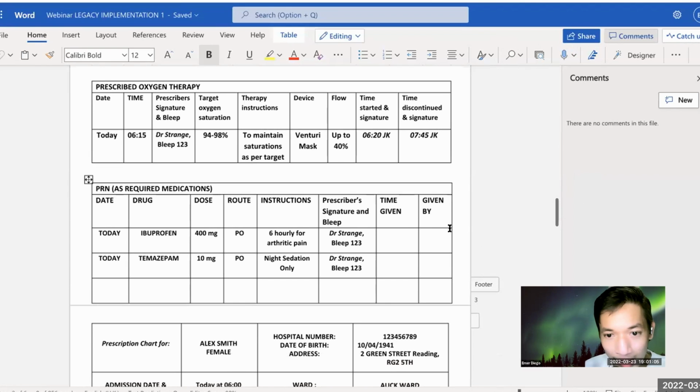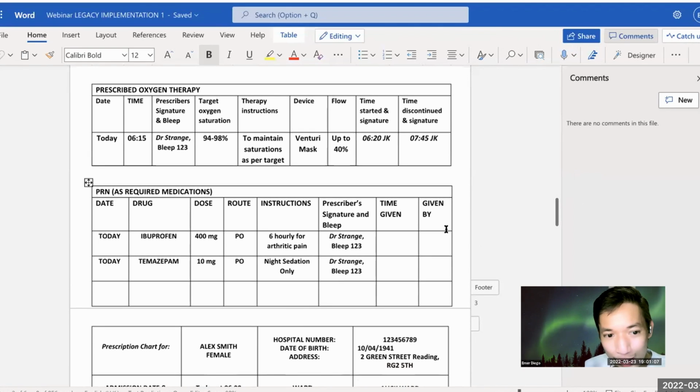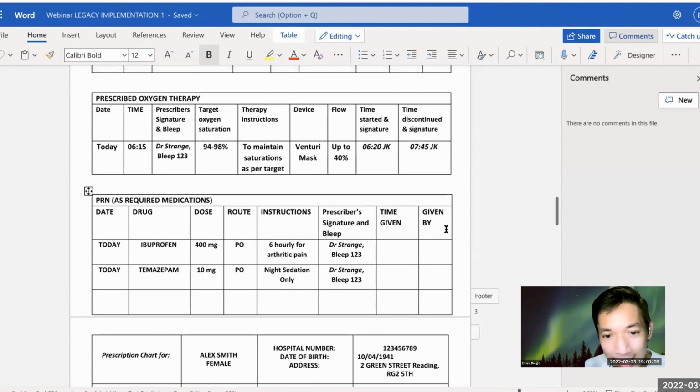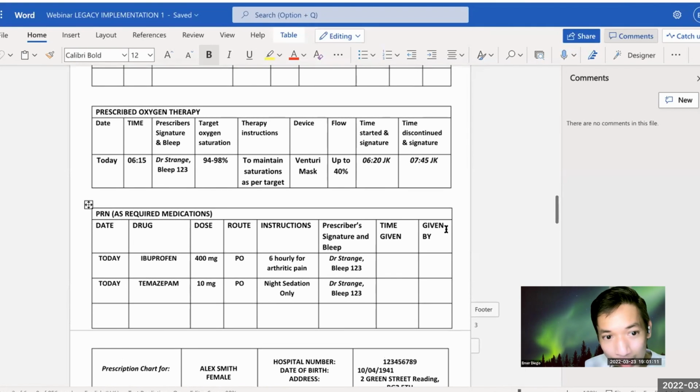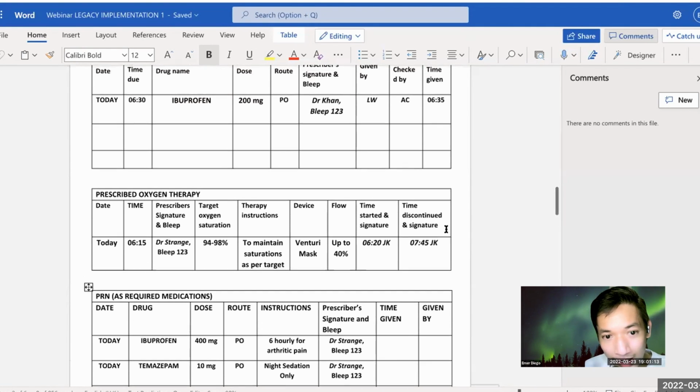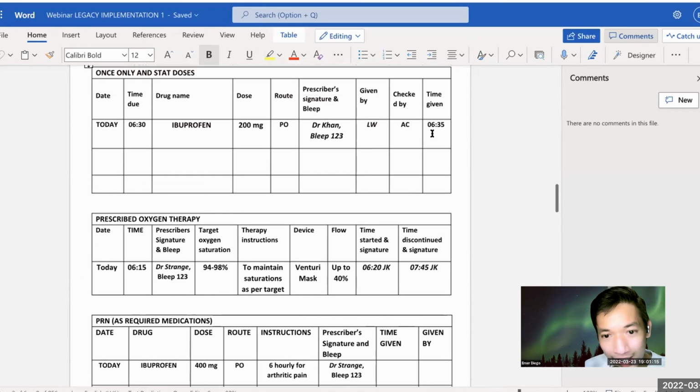But there's another reason. The main reason why you're not giving the ibuprofen is because if you go back to the first part of our drug chart, look at this. Can you all see the ibuprofen? Exactly. Well done. The ibuprofen was just given at 6:30 in the morning.